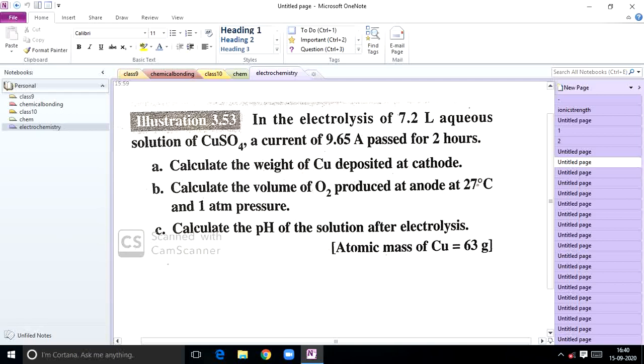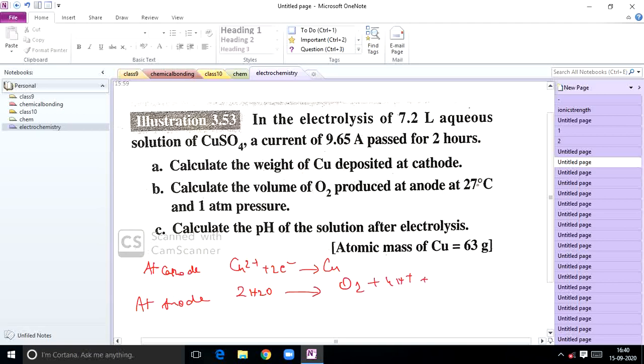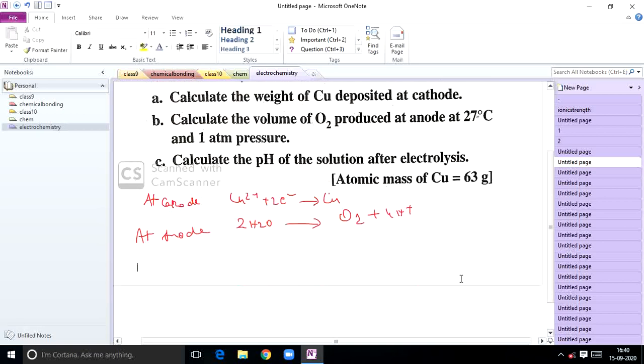Very easy. See, when aqueous copper sulfate undergoes electrolysis, at the cathode what happens here? Already we have discussed in the notes. At cathode Cu2+ plus 2 electrons gives rise to Cu, right? Next at anode, 2H2O gives rise to O2 plus 4H+ plus 4 electrons. These are the equations which we observe at cathode and anode, right?